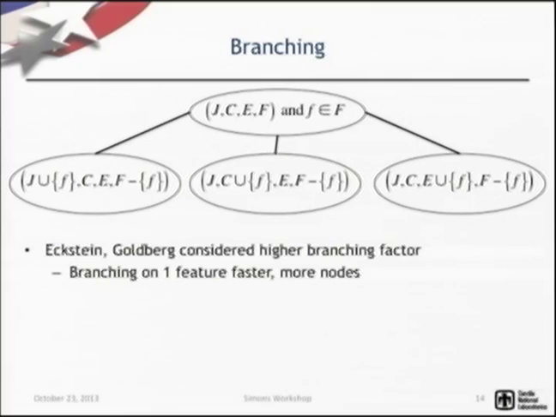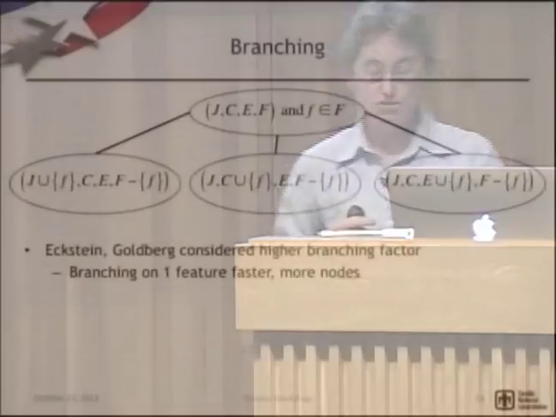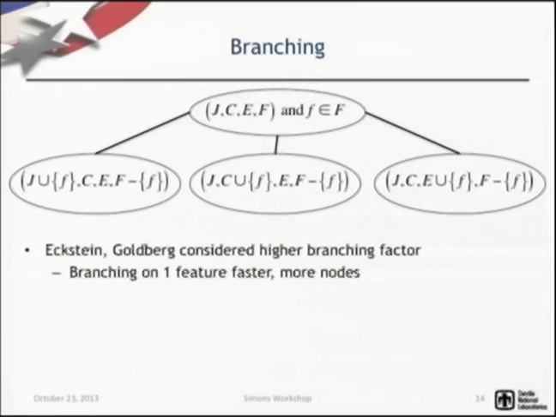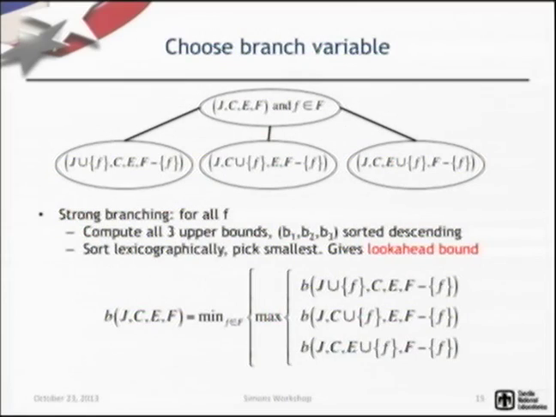Goldberg and Eckstein did consider larger multi-way branching, and this particular one gave better bounds and better performance. It created more nodes, but since we're going to be running in parallel on a massively parallel machine, extra nodes is actually a good thing for scalability, so we chose this easiest form of branching. So one other thing you have to do when you branch is decide which of the variables that are undecided you're going to branch on.